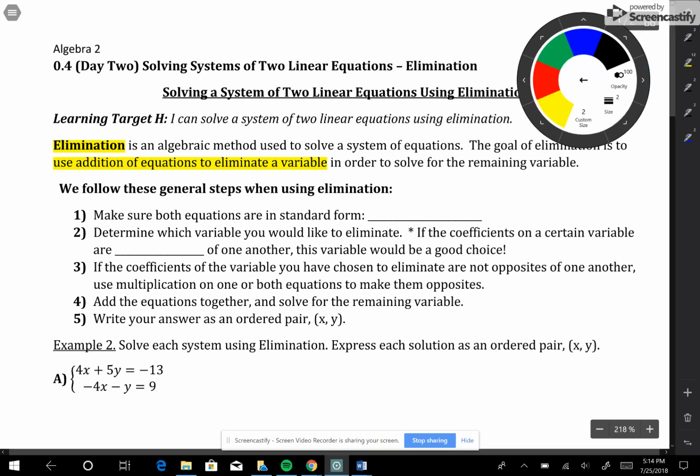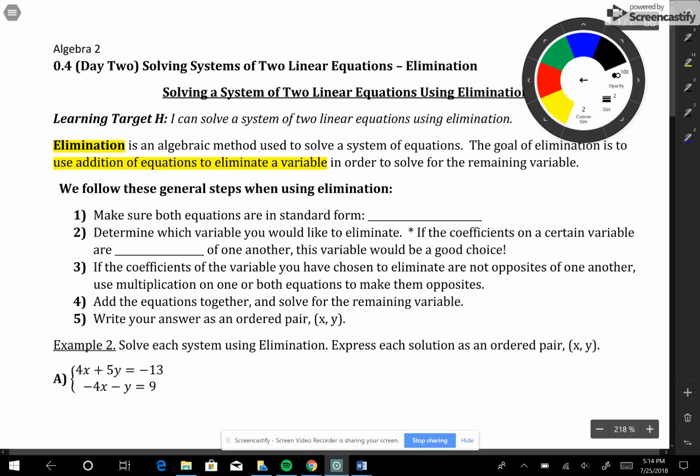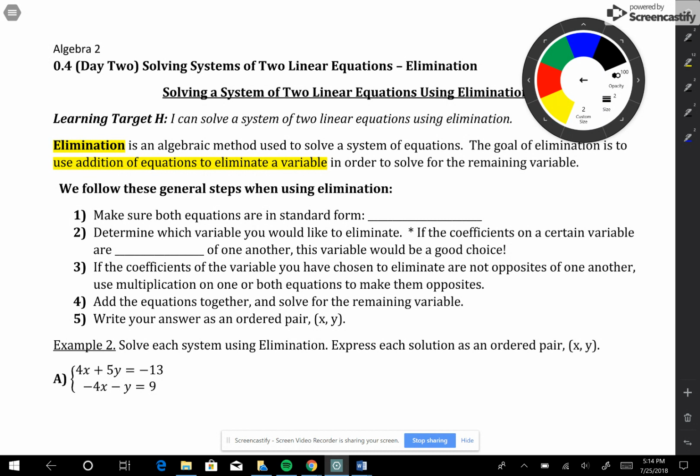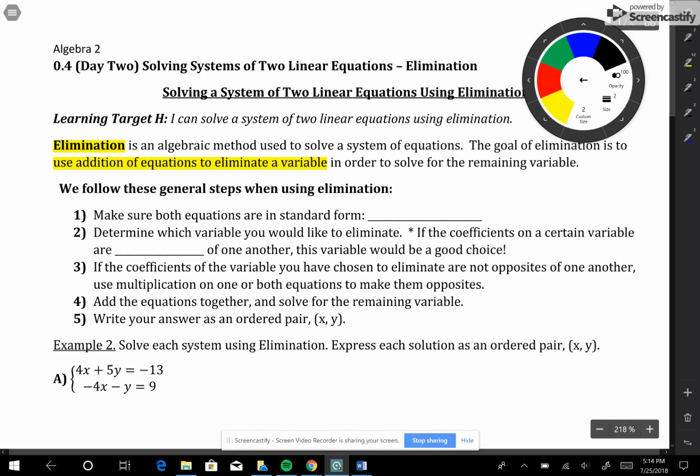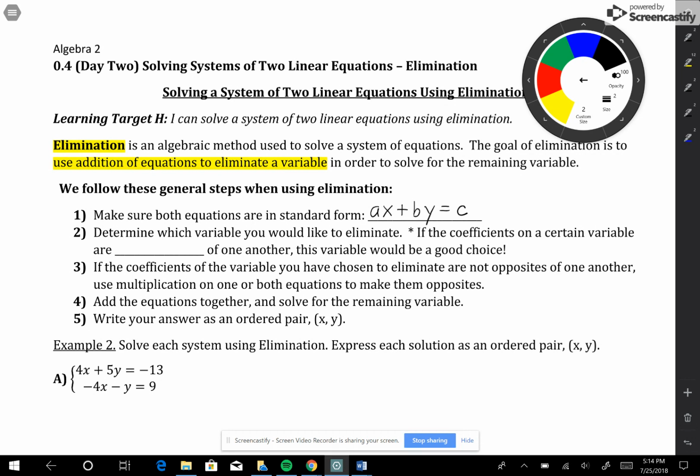Step number 1 is make sure both equations are in standard form. Now, standard form is ax plus by equals c. So we have both variable terms on the left and our constant term on the right of the equal sign.